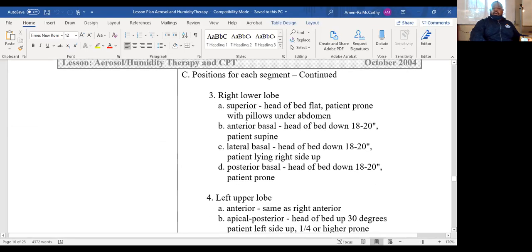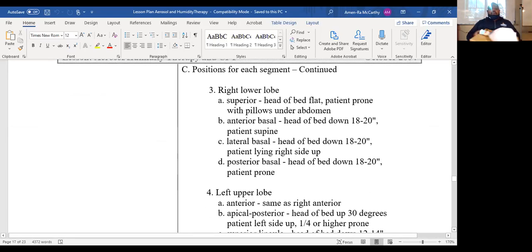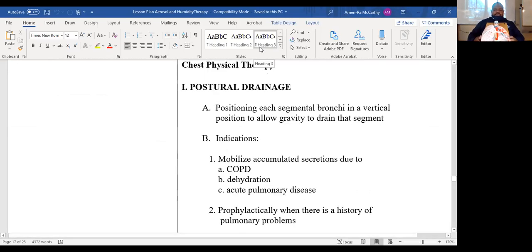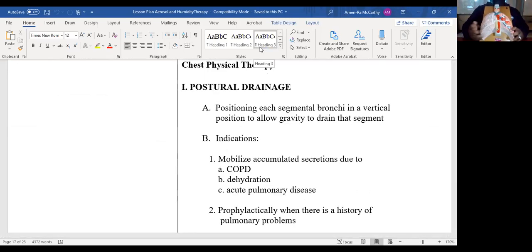Then we have the right lower lobe. Right lower lobe. So this is my right lower lobe, and it has some segments as well. How do I position the segments of the right lower lobe?